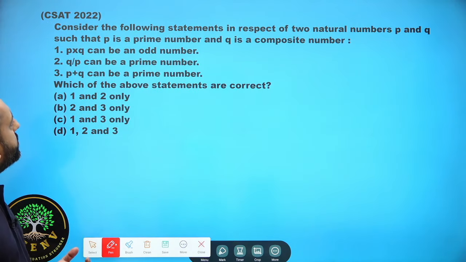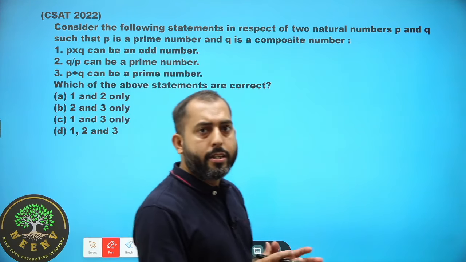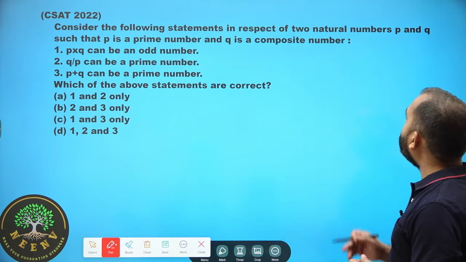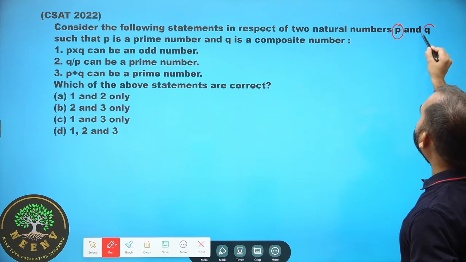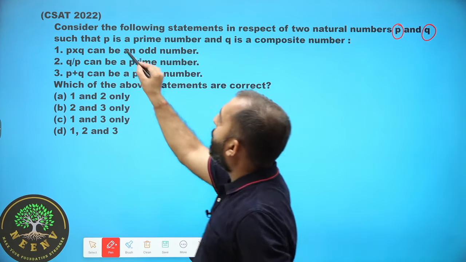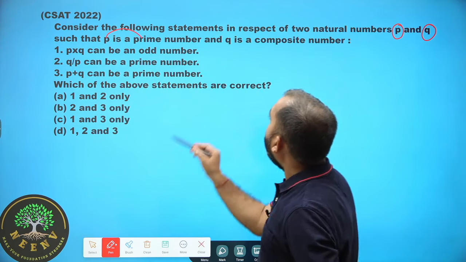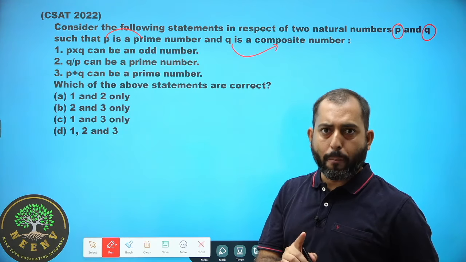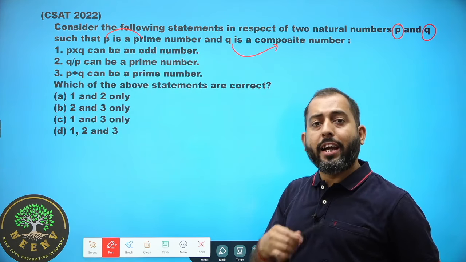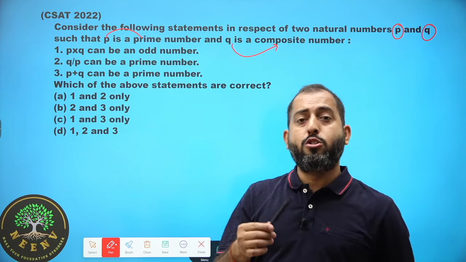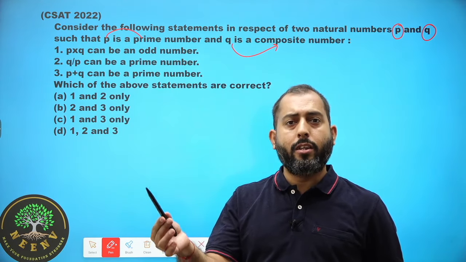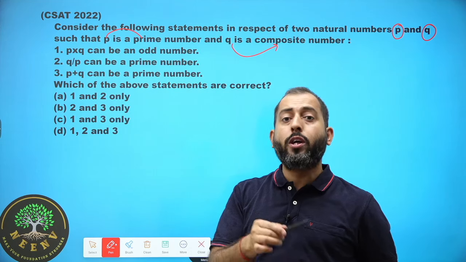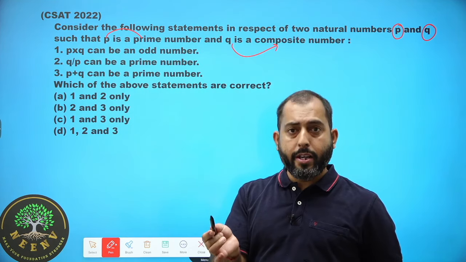Now, next case. Again, this question was there in CSAT 2022. It says, consider the following statements in respect of two natural numbers. P is a natural number and Q is also a natural number, such that P is what? Prime, and Q is what? Composite. We already know the definition of prime number and the definition of composite number. So P can be equal to any prime number, such as 2, 3, 5, 7, 11, 13, and so on. And Q can be any composite number like 4, 6, 8, 9, 15, 18.